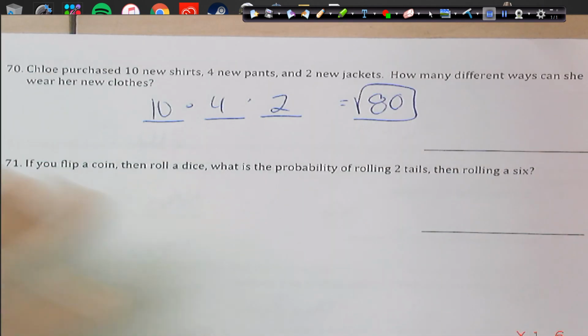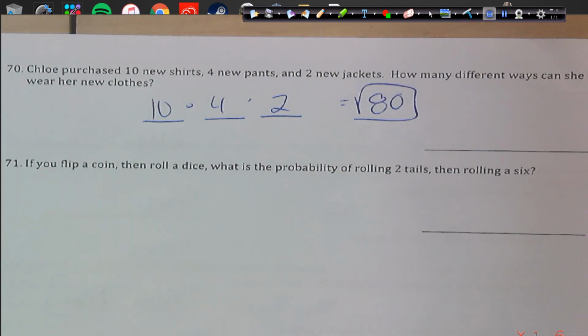80 different options. Okay. So I'd love you to go through your clothes, see how many options you could come up with. I'm assuming you could probably come up with more than that.